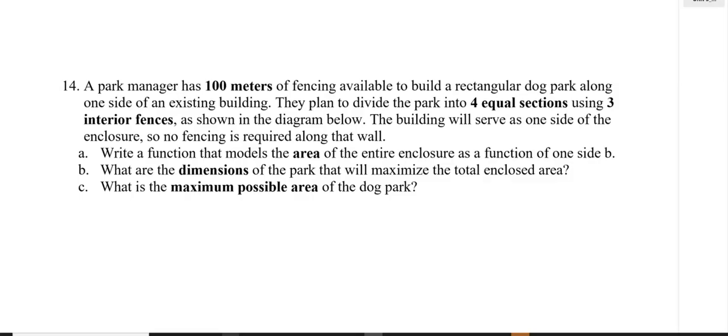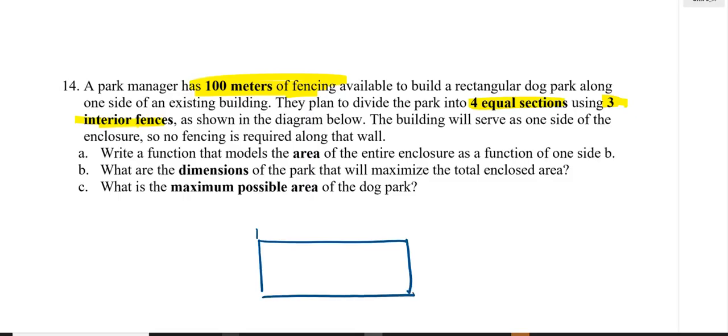A park manager has 100 meters of fencing to build a rectangular dog park along one side of the existing building. They plan to divide the park into 4 equal sections using 3 interior fences. As shown in the diagram below, there is no diagram, so I'm going to draw the diagram. So we do have a building here. The building serves as one side.